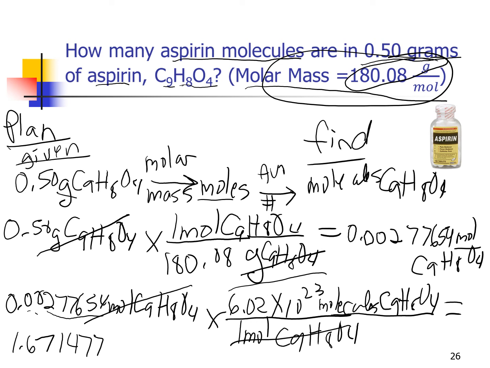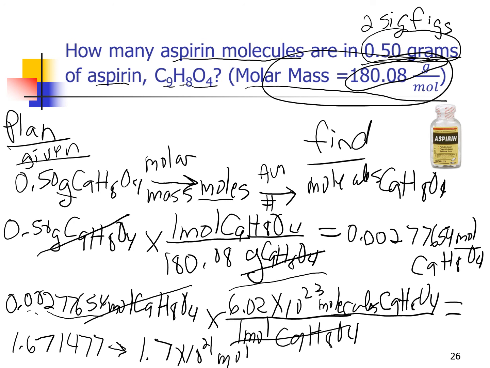And then we always want to check our sig figs at the end. And so in this problem, we were given 0.50 grams, which is 2 sig figs. So my final answer needs to have 2 sig figs. So we can change this to 1.7 times 10 to the 21 molecules of C9H8O4. So we were able to convert from grams of aspirin to molecules of aspirin.